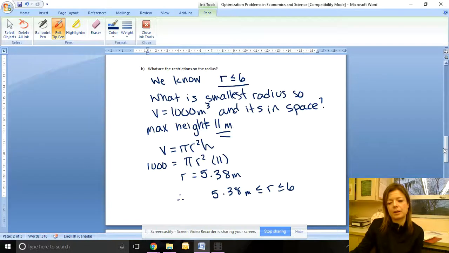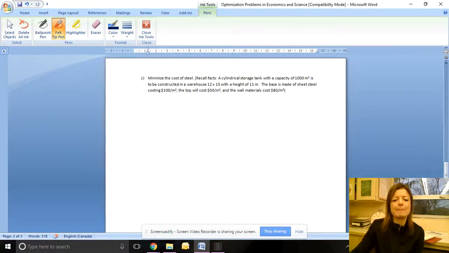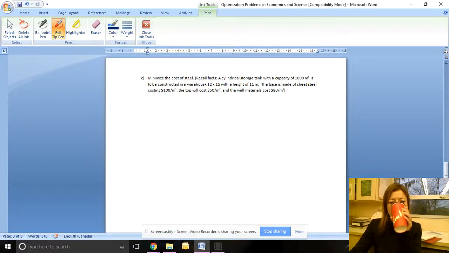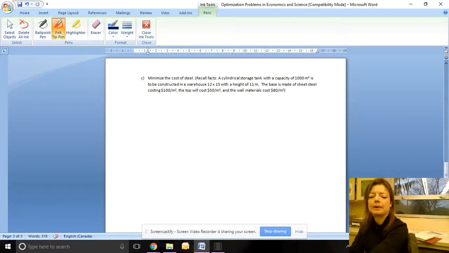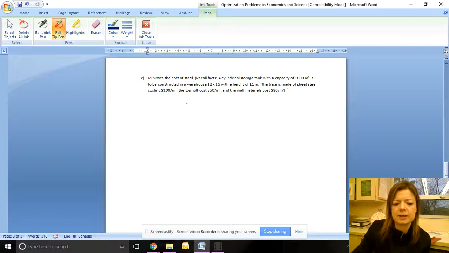and 6. Okay. So now we want to solve the big question. We want to minimize the cost of the steel. Okay, we want to construct this with as little cost as possible. So here now this cost stuff is important. So all of these have a different cost. The base is made of a sheet steel costing 100 per square meter. The top will be 50 and the wall materials cost 80. So the total cost will be the sum of these. So let's break them individually out first and then add them together.